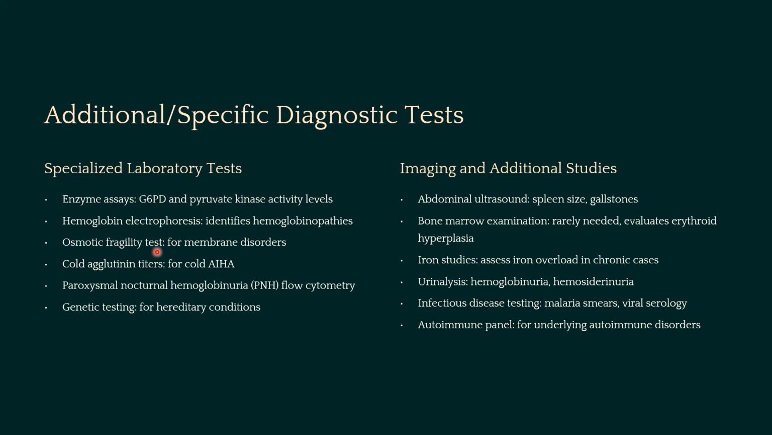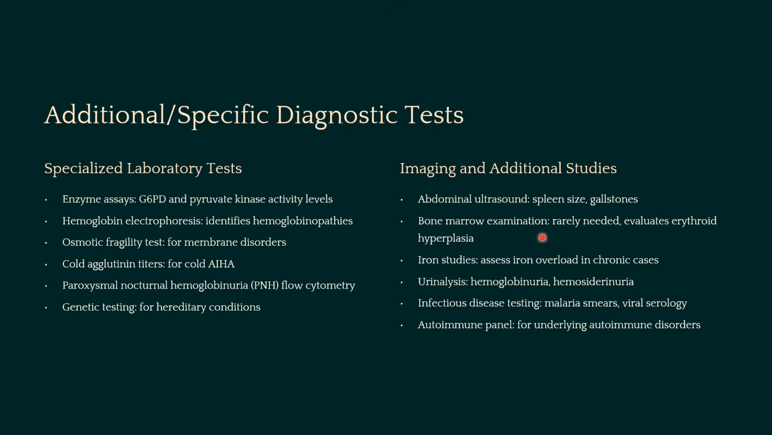Osmotic fragility test is actually done to know the fragility of the RBC membrane or membrane disorders, we can say. Then cold agglutinin, then PNH with the help of flow cytometry. Then genetic testing for hereditary conditions. Now, imaging and additional studies. Abdominal ultrasound to know about the splenomegaly, that means the spleen size, and the presence of gallstones.